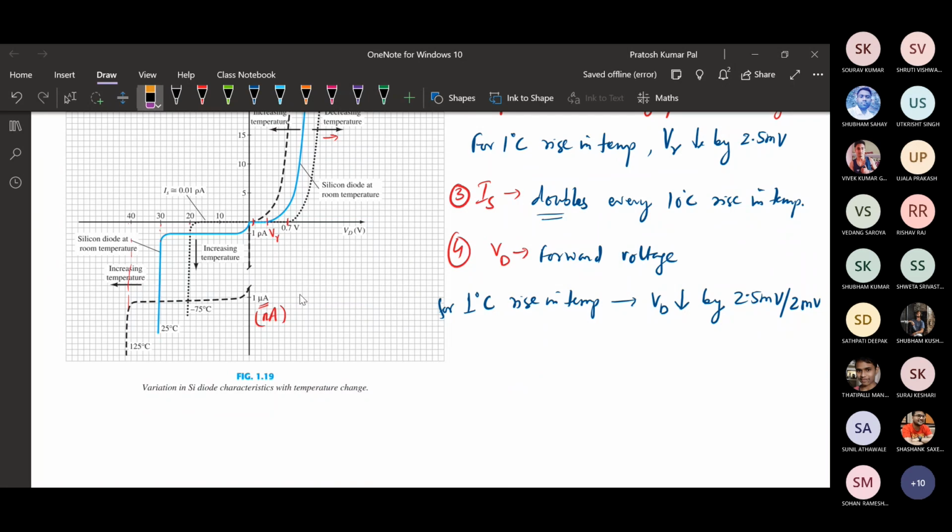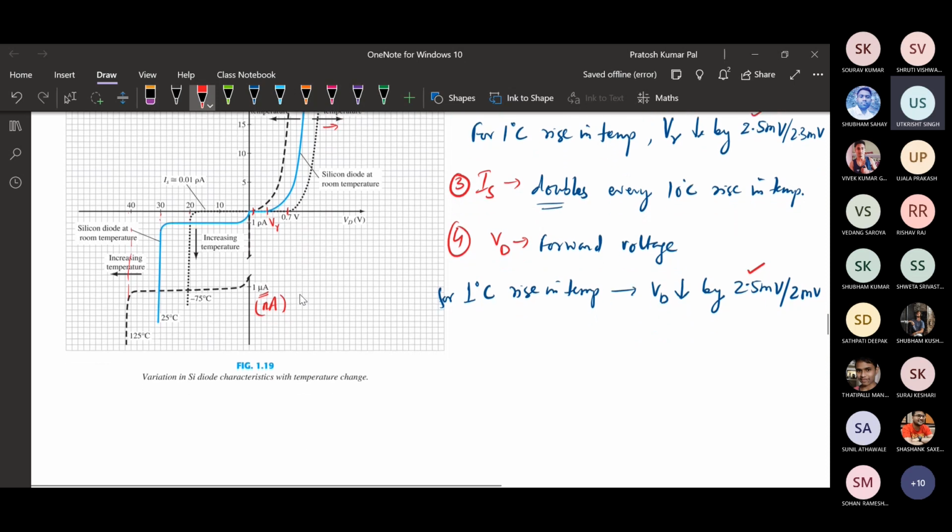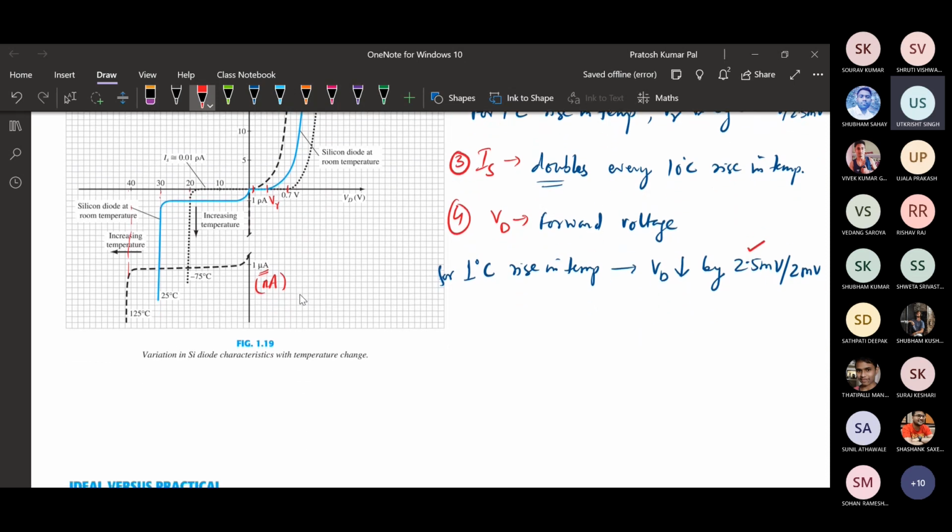By default we will proceed with 2.5 millivolt. In a similar way, the cut-in voltage also varies with 2.5 millivolt, or sometimes 2.3 millivolt. If we want to have a preference, we can give it to 2.5 millivolt. Okay, so this is how the forward voltage and the cut-in voltage vary with 1 degree rise in temperature.